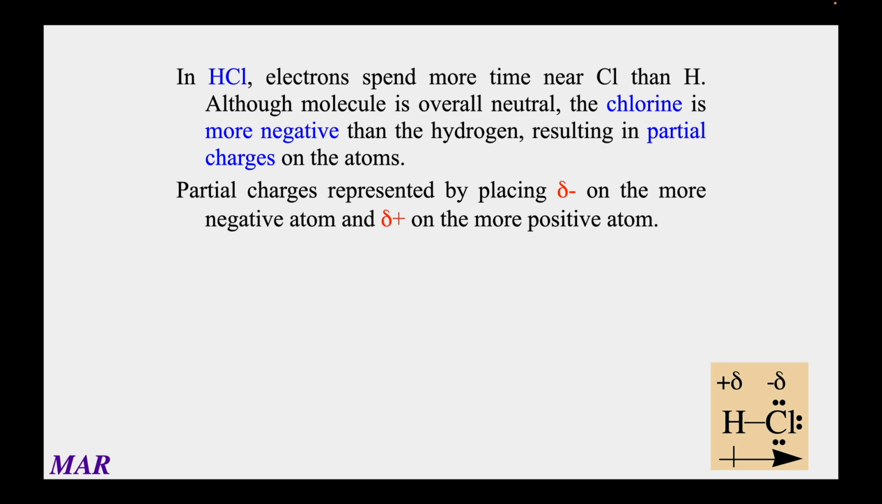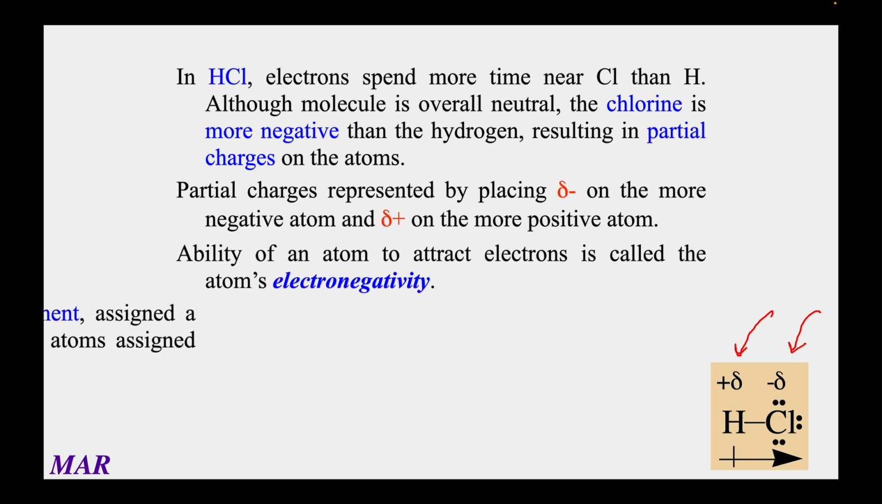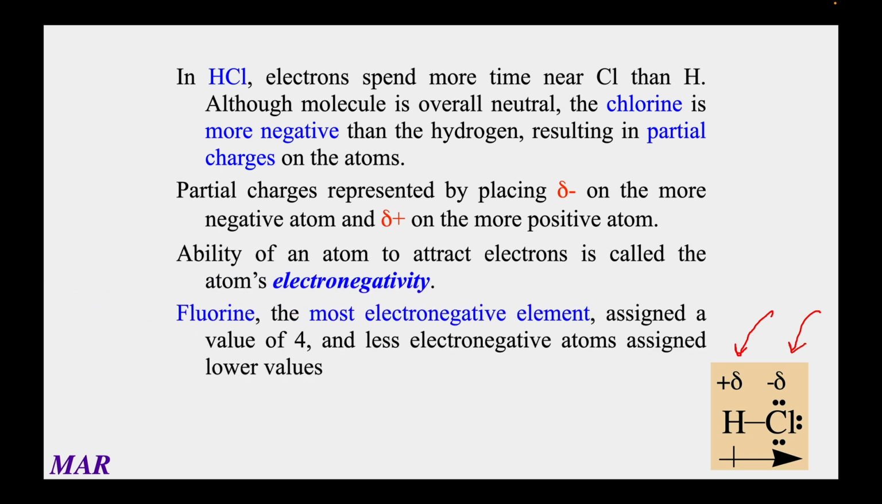Now, in HCl, like we talked about earlier, hydrogen is not as much into electrons. It gets the partial delta sign, the partial positive charge. And chlorine is more into electrons, so it gets the delta negative sign. It's going to have more electron density around it. This leads to the idea of what's called electronegativity, which is literally a scale of which atoms are most into electrons and which elements are least into electrons. And I'll show you the scale here in a little bit. But the important part to remember is that fluorine, number 9 on the periodic table, is more into electrons than anything else. It has a value of 4, which is the highest electronegativity value.